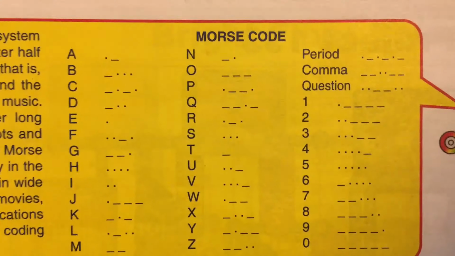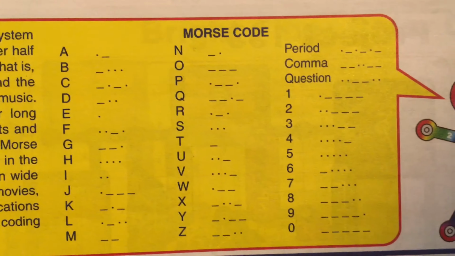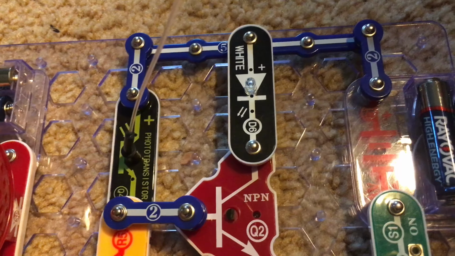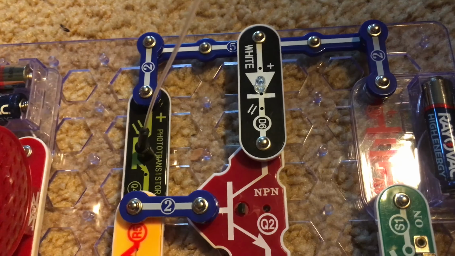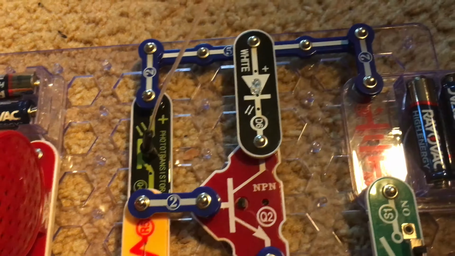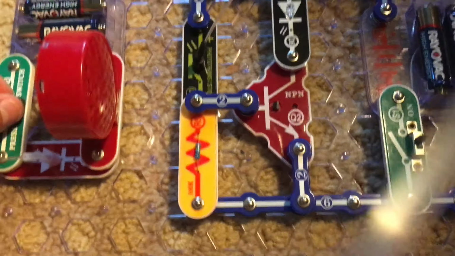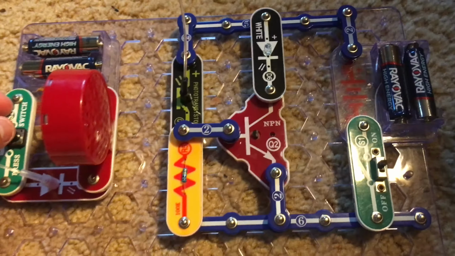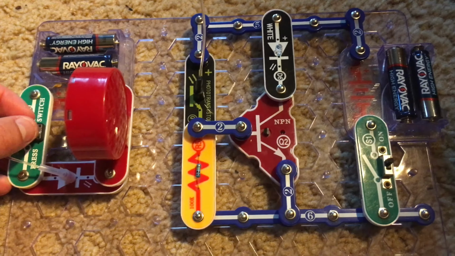For instance, if you want to do the letter A, you would do a dot and then a dash. A dot would be like a short transmission, a short burst. That would be a dot, and then a dash would be like that. Now, I am going to spell my first name, and I'm going to ask you to guess what it is. You ready?